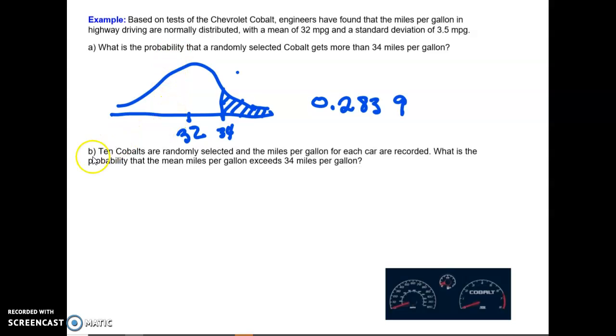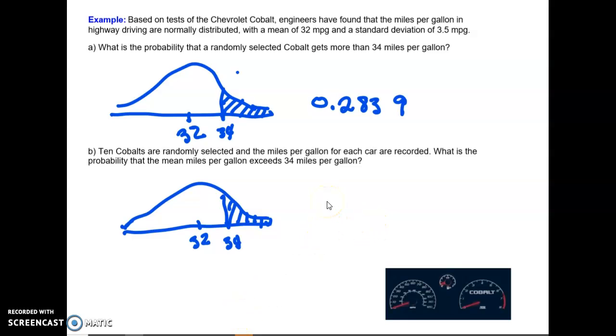And we want to see what's the probability that if we choose 10 Cobalts, their average miles per gallon would exceed 34 miles per gallon, okay? So we have our normal distribution. Here's your 32 again. Here's your 34. And again, we're shading in this direction.